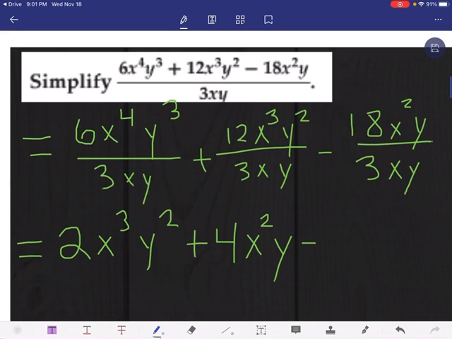So then our last term, it's going to be negative. So we have 18 divided by 3, so we get 6. X squared divided by x gives us x, and then y divided by y is just 1, so we don't need to write that.